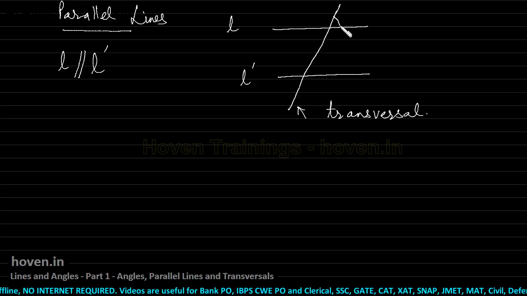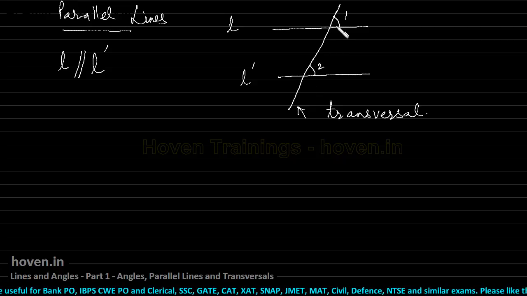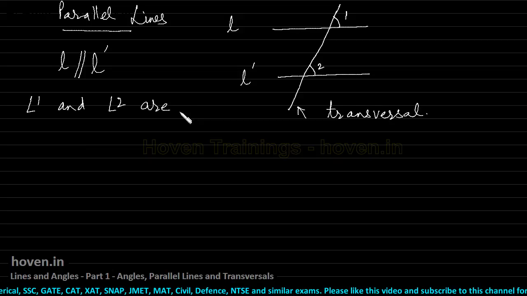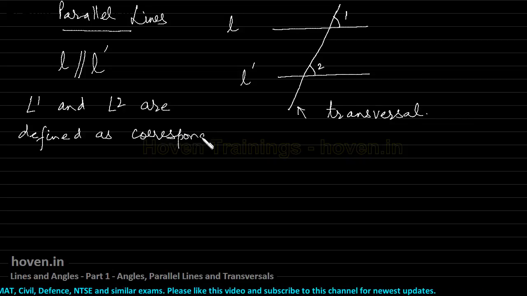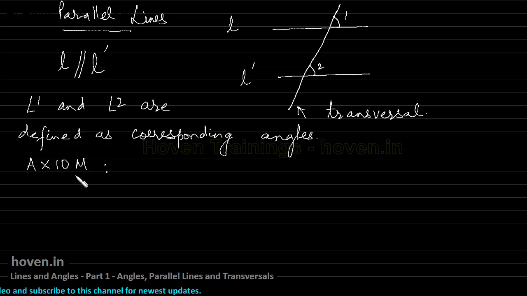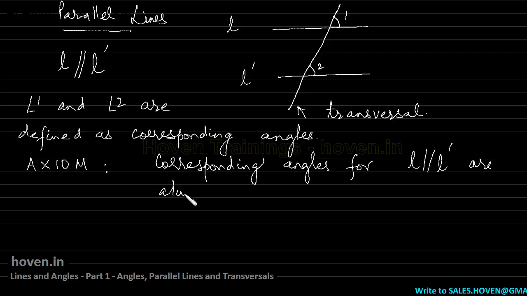Now there is a basic known fact about transversals that angle 1 and angle 2, as shown like this, are called corresponding angles. Angles 1 and 2 are defined as corresponding angles. And we have to believe as an axiom a well-known fact that corresponding angles for L parallel to L dash are always equal. This is an obvious fact.